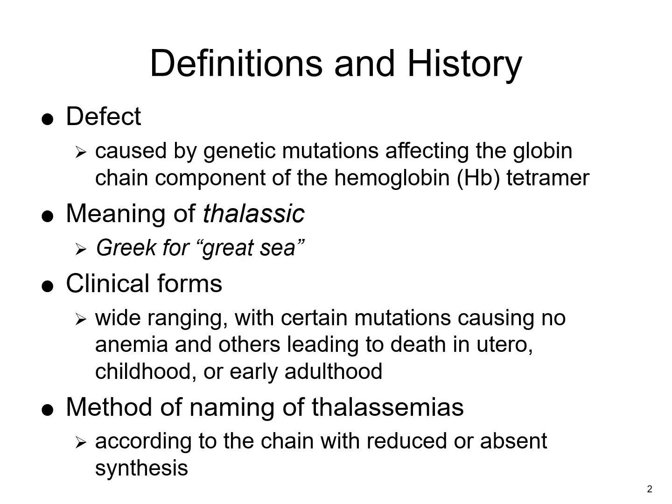Thalassemia. By definition, thalassemia is a genetic disorder caused by mutations that affect the globin chain component of the hemoglobin tetramer. These mutations result in reduced or absent synthesis of one or more globin chains. The term thalassemia is derived from a Greek word, thalassa, which means great sea. This is named due to the high prevalence of the disorder in the populations around the Mediterranean Sea.